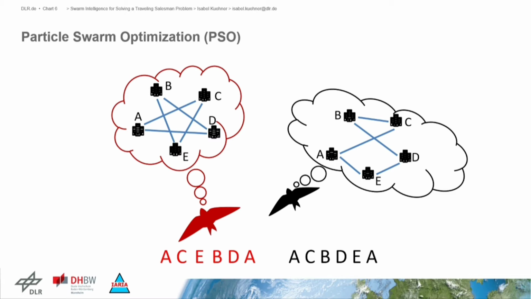So the red bird tries to adapt parts of the path of the black bird. For example, the black bird chose B as its third city. So red tries this as well and swaps B with its current third city. And a new path results from this. Now the red bird has the order A, C, B, E, D, A. If we would swap more than one city pair, we would call it a swap sequence, which is a basic concept of the particle swarm optimization for discrete problems.